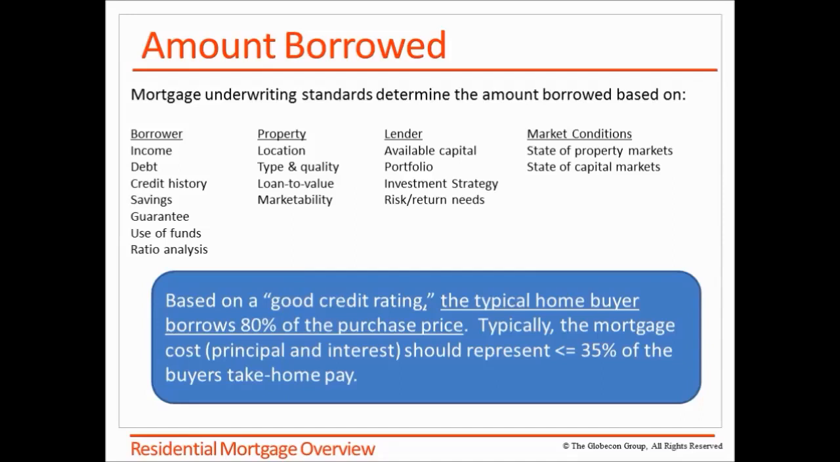Then we look at the property, and we look at the location, the type, the quality, the loan to value ratio, the marketability of that property, and really make sure that that property is worth the amount that we're trying to borrow. So then we look at the lender, and the lender looks at how much capital they have available, what is their investment strategy, what's their risk versus return needs, and then uses that to measure the overall portfolio. So the lender needs to determine, hey, do I have money that I can lend out, and does this borrower meet my risk return needs?